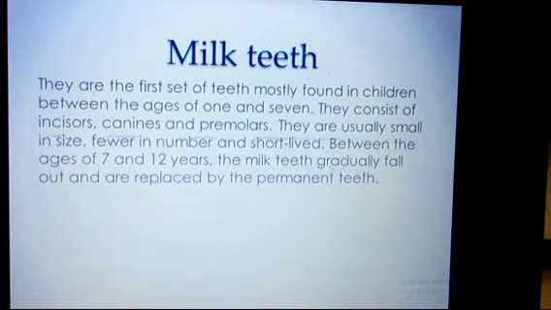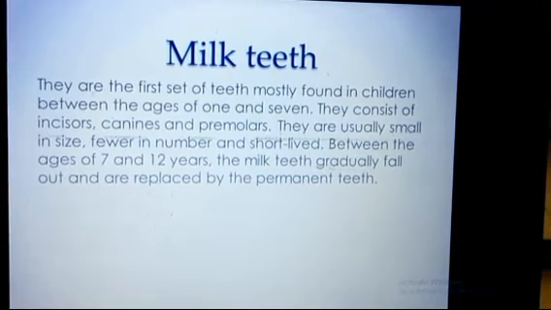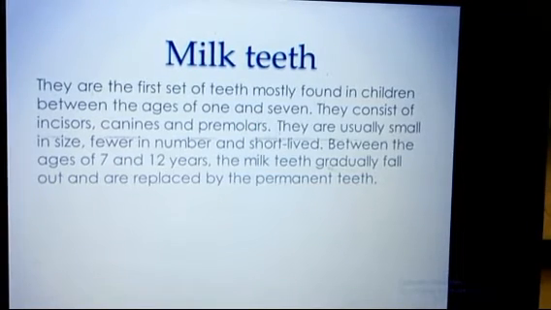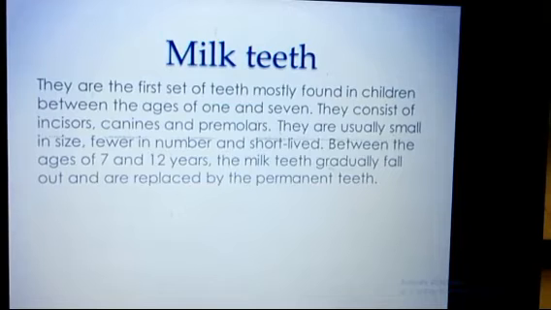The milk teeth is the first set of teeth mostly found in children between the ages of 1 and 7. They consist of incisors, canines, and premolars. They are usually small in size, fewer in number, and short-lived. Between the ages of 7 and 12 years, the milk teeth gradually fall out and are replaced by the permanent teeth.